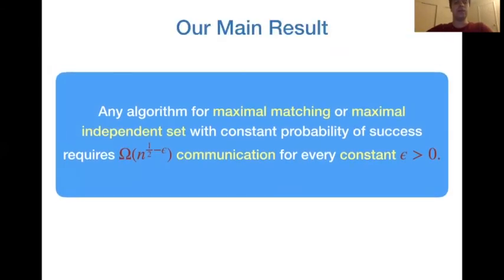So now with that background, let me tell you what our result is. Our main result is that unlike these other problems, neither maximal matching nor maximal independent set admit an efficient sketch. In fact, any sketch that we have for either of these problems requires essentially square root n sized communication from an average player, or at least from at least one player.